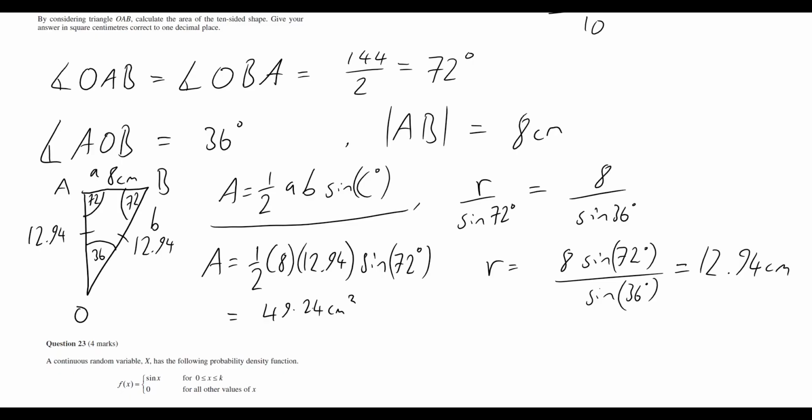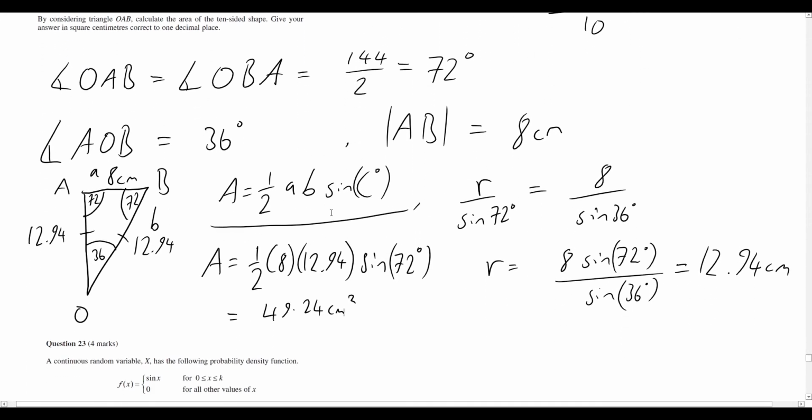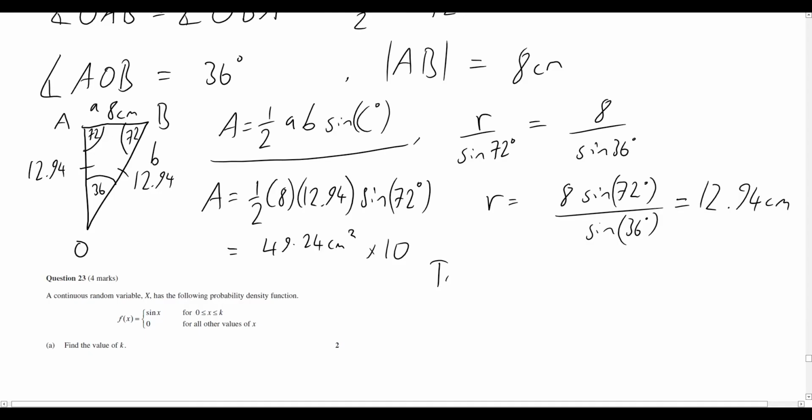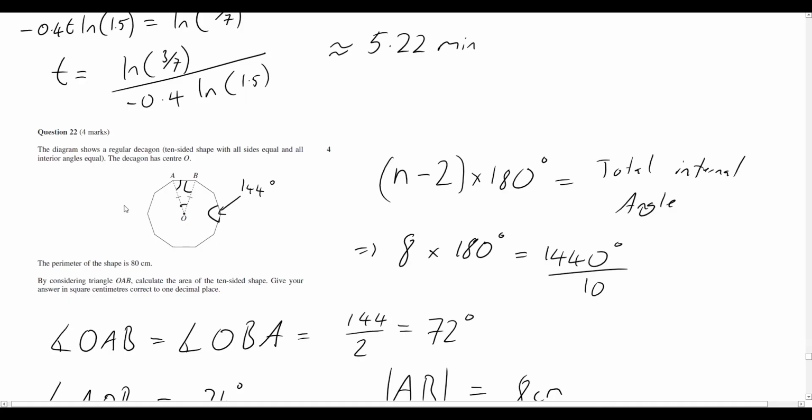However, since this is a decagon, how many triangles do we think we'll have inside? Well, we'll have 10 different triangles inside this shape here. So what we need to do now is simply multiply this number by 10, and that will give us our final answer to this problem here. So now we can say total area is going to be equal to 49.24 times 10, which is just going to be 492.4 centimeters squared. And that's our value for the entire area of the inside of this decagon. Okay, so a bit of a tricky question there.